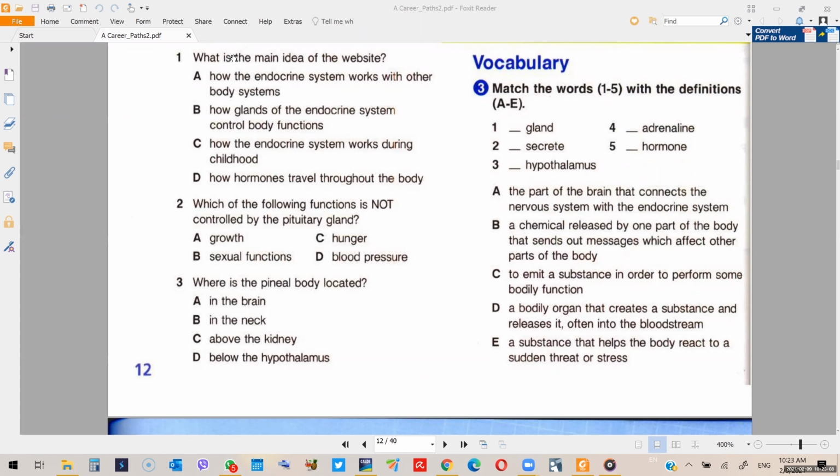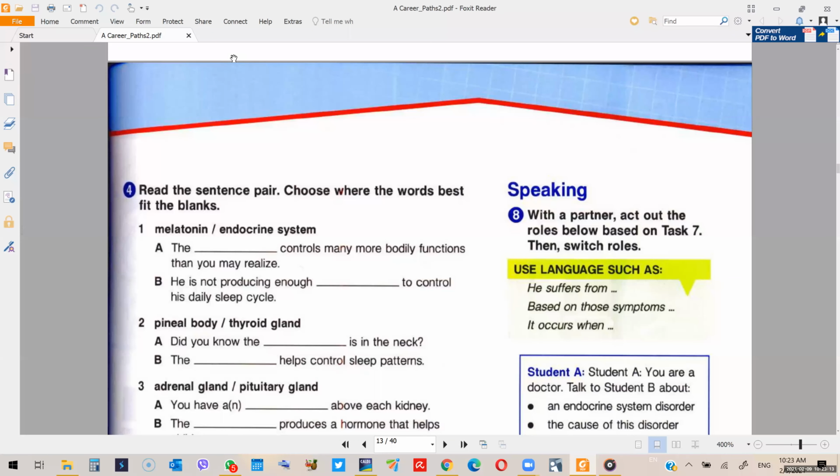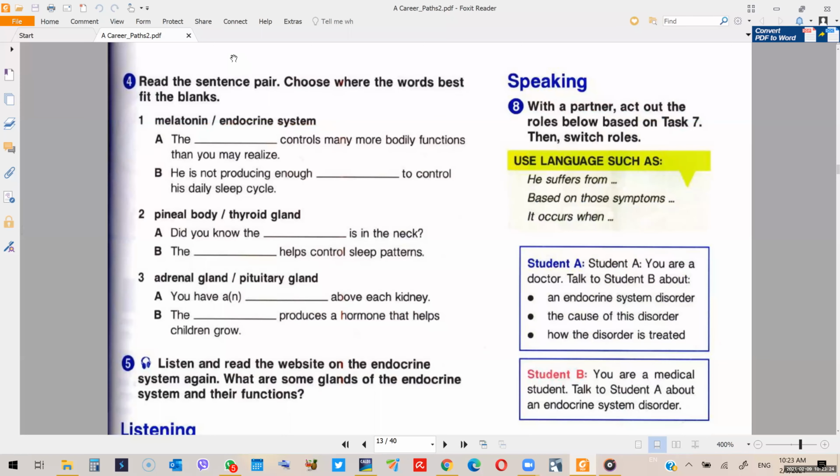Now we move to the other parts of the exercises. Exercise number 4. Read the sentence pair. Choose where the words best fit in the blanks. We have melatonin and endocrine system. So the word melatonin, or the phrase endocrine system. So number 1, the blank controls many more bodily functions than you may realize.